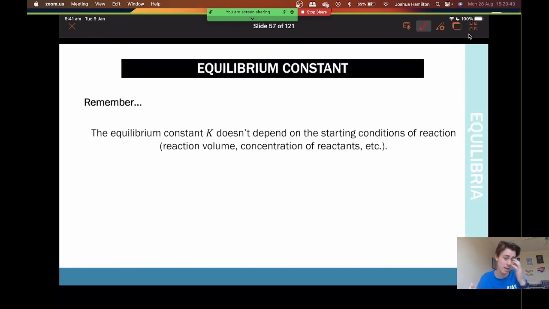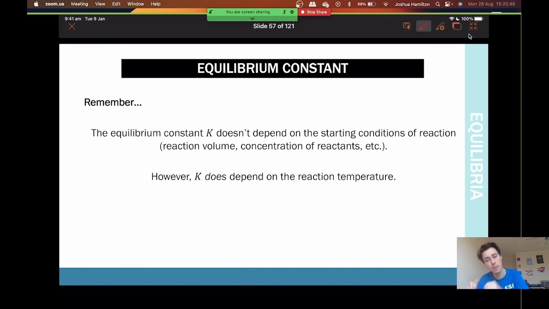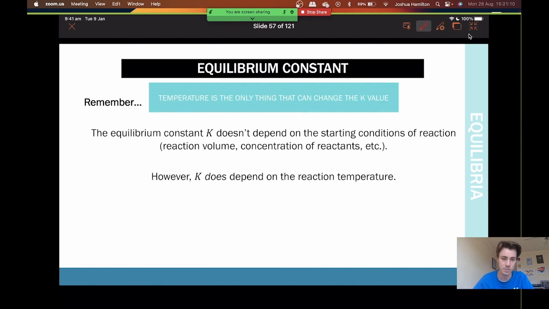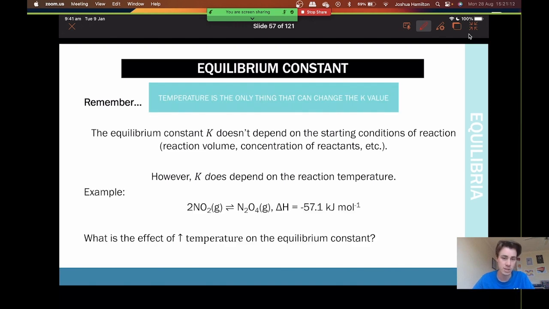So remember that a K value doesn't depend on the starting conditions of the reaction. However, K does depend on the reaction temperature. So it doesn't depend on anything else. It just depends on, one, what is your reaction, so what are you actually reacting, and two, the temperature. They're the only two things that change your equilibrium constant. Otherwise, if you're working with the exact same reaction, just different conditions, volume, etc., you are going to have the exact same K value. So temperature is the only thing that can change the K value.